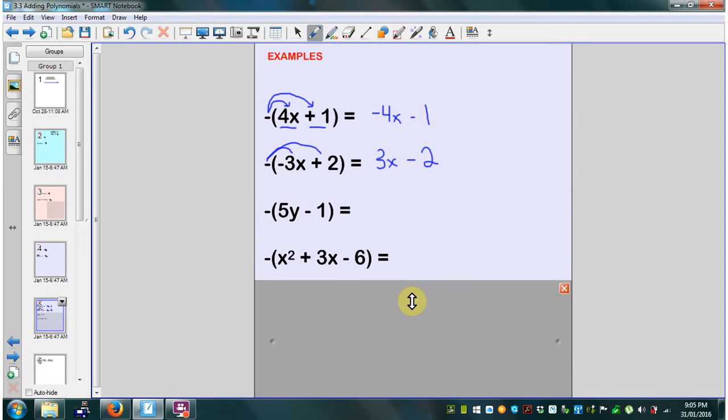Now I want you to try these two examples on your own. Pause the video, and when we're done we'll see if you got them correct.